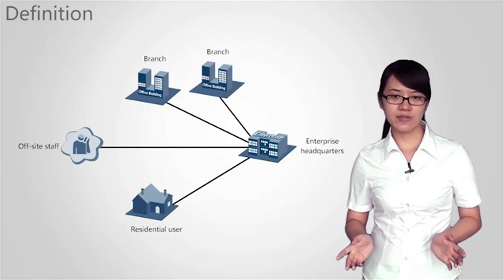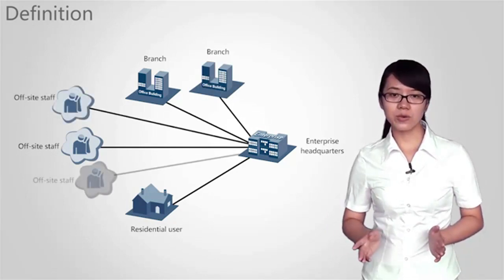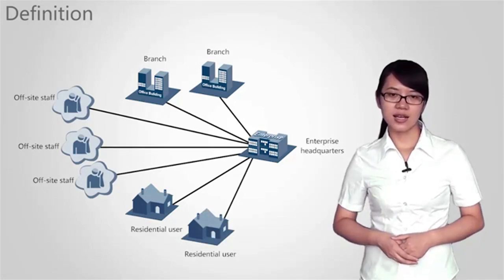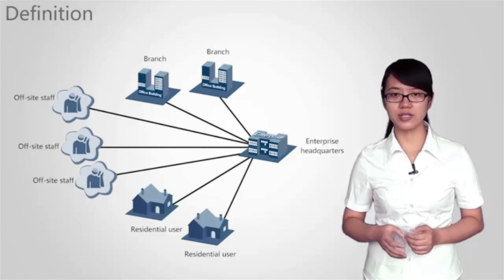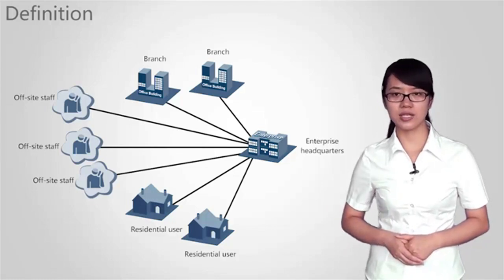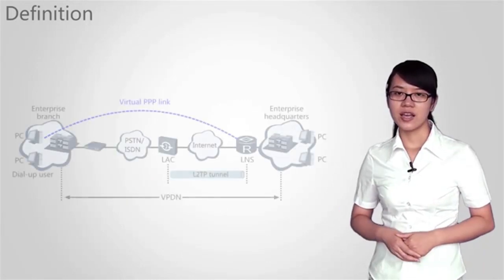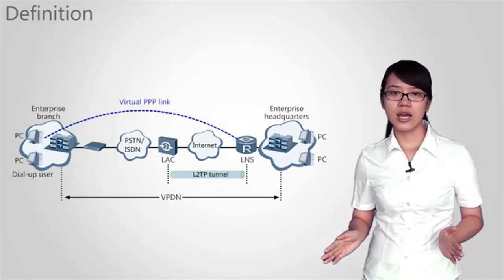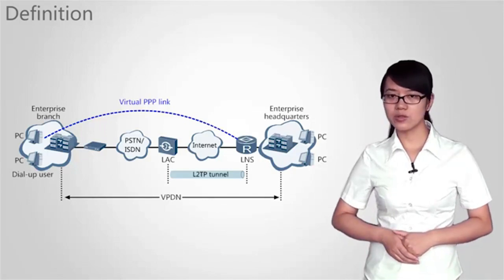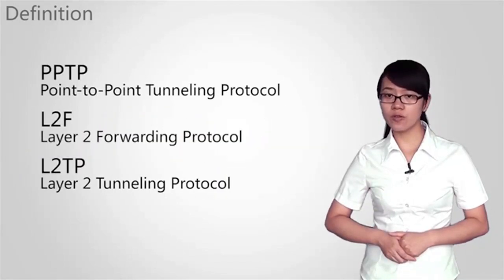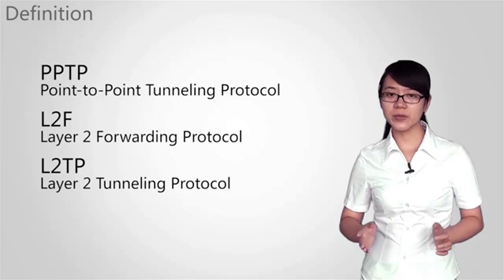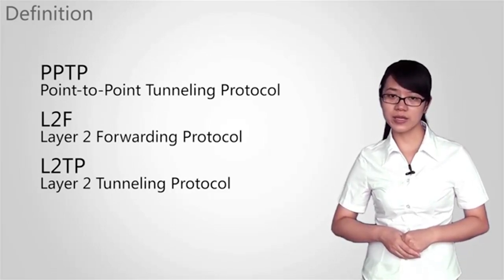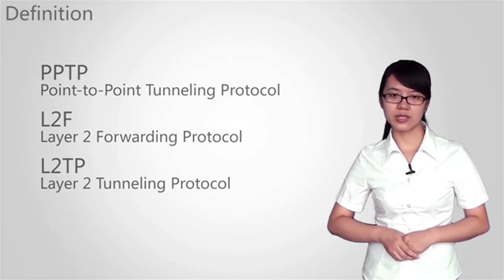However, as an enterprise develops, the enterprise has to lease more and more lines. This results in high costs. Leased lines cannot provide services for off-site staff. To make full use of the PSTN or ISDN and make it easy for users at different locations to access a headquarters network, VPDN is used. VPDN establishes a virtual and directly connected link between remote users and headquarters. VPDN often uses PPTP, L2F, and L2TP. L2TP integrates advantages of PPTP and L2F and is widely used.